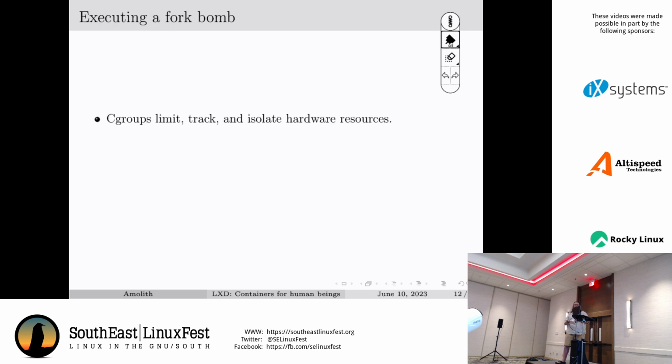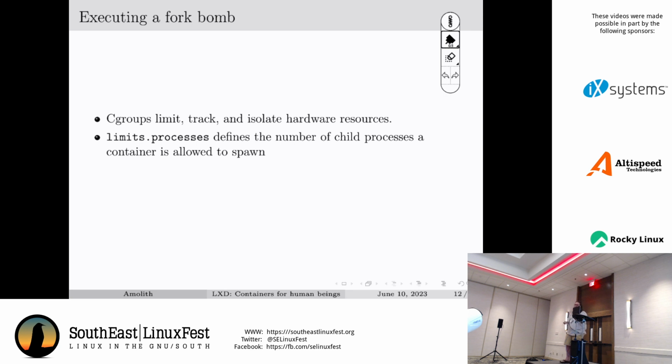And then we're going to execute a fork bomb. That's part of the demonstration. So, like I said before, cgroups, control groups, are in charge of your processes. So limits.processes is a configuration line, and that can be set per container or for different profiles, and those profiles can be applied to the various containers. And that defines the number of child processes a container is allowed to spawn.